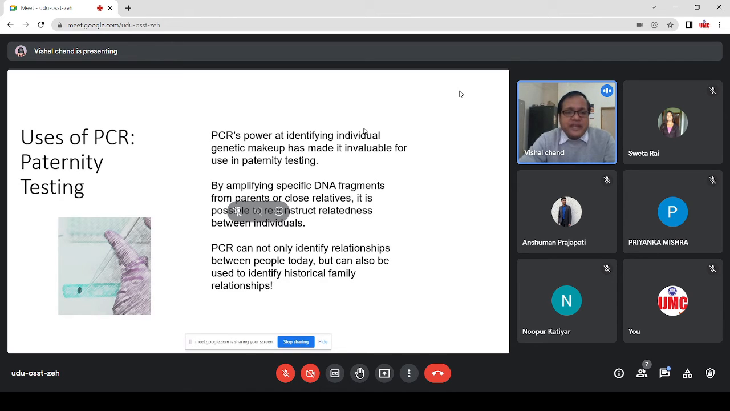Okay, so in this way you can see that by just having the DNA fragment from the parents or close relatives, we can identify the relationship between people and also identify historical family relationships. There are so many issues. You can just go through a magazine or newspaper and find many paternity-related issues, which nowadays get simply solved because of this PCR method, that is, the paternity test.